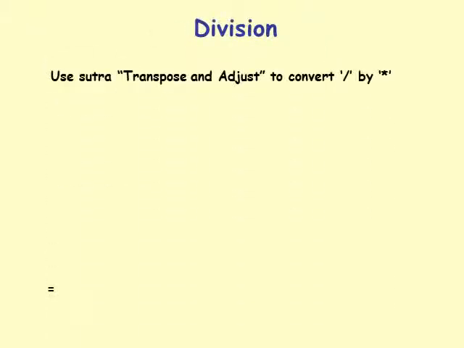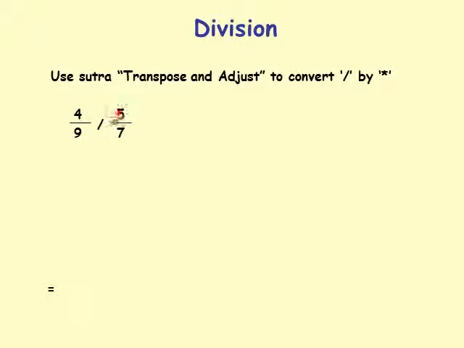Now let's do some divisions here. We'll use the sutra transpose and adjust to convert a divide by to a multiply by. Let's see what I mean by that. So we have 4 divided by 9, that's one fraction, and 5 divided by 7 is the second fraction. We are trying to divide the first fraction by 5 over 7, the second fraction. There's a division sign here. We can convert the division sign to a multiply sign and change the 5 over 7 to 7 over 5.